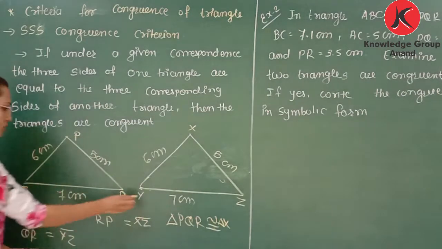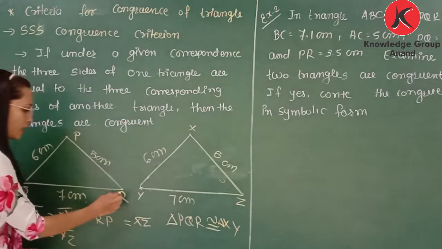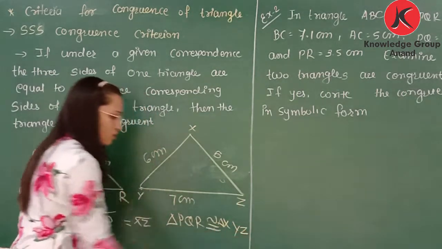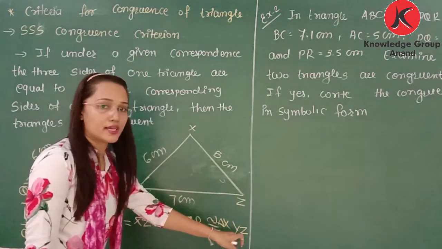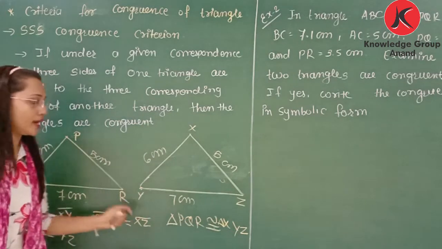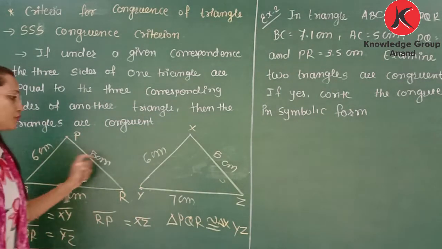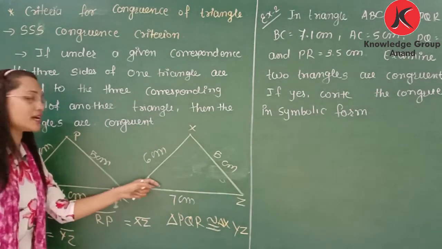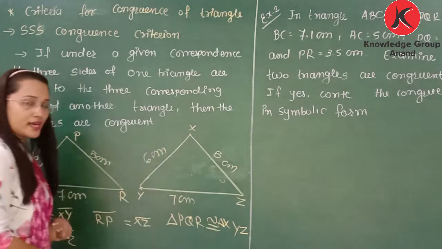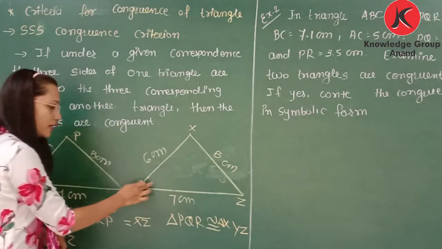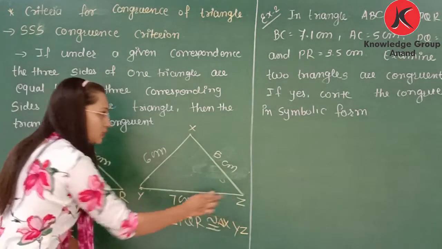Here Q is congruent to Y and R is congruent to Z. So we can write triangle PQR is congruent to triangle XYZ. When can we write this? When three sides are the same. And if three sides are the same and the triangles are congruent, it means their corresponding parts are also equal. Means angle P is equal to angle X, angle Q is equal to angle Y, angle R is equal to angle Z.